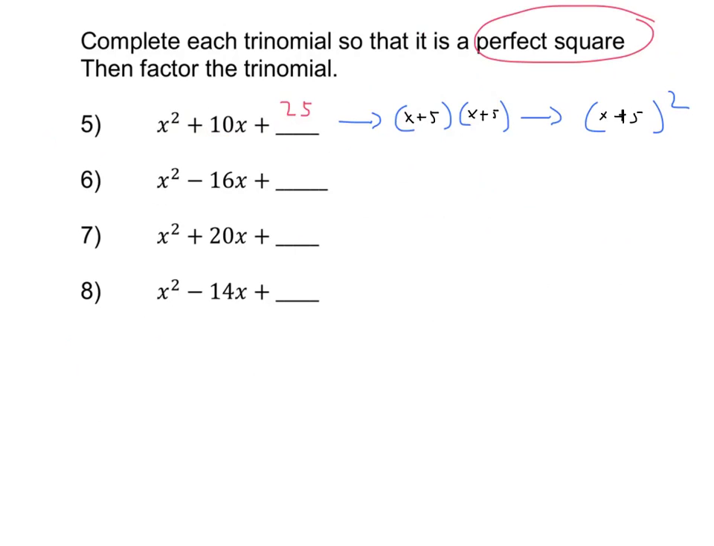Let me do one other one here. What would be in this blank? x squared minus 16x plus some blank. If we want this to follow the same pattern, this number would have to be 64. How do we get 64? Well, negative 16, what's half of that? Negative 8. And if we square negative 8, we get 64. That works, and it follows the same pattern. We would get x minus 8 times x minus 8, which is the same thing as x minus 8 squared.